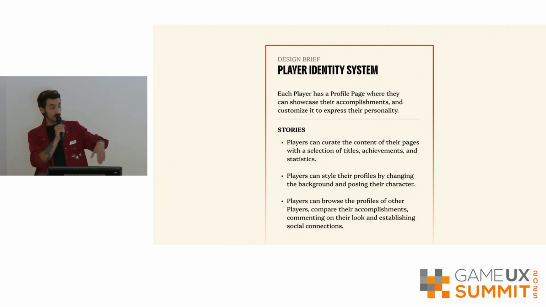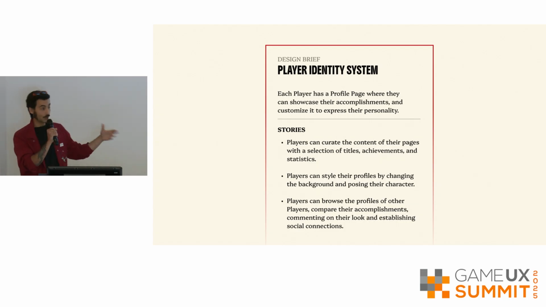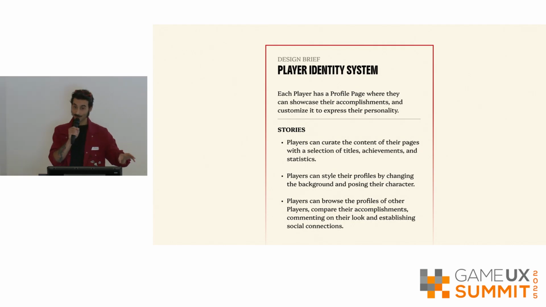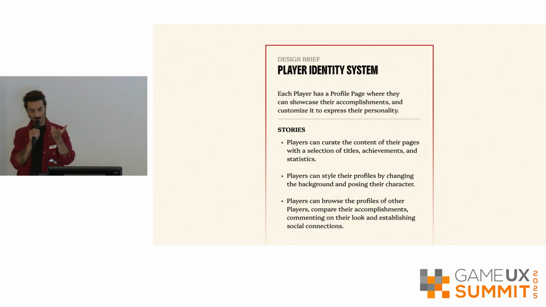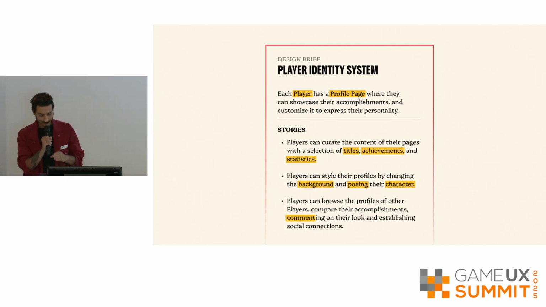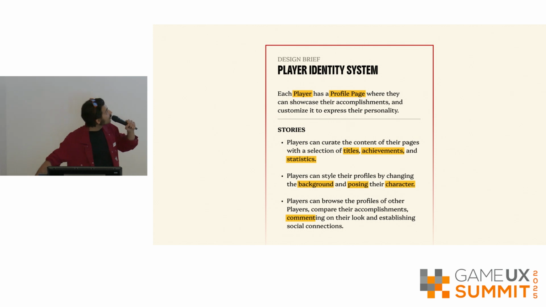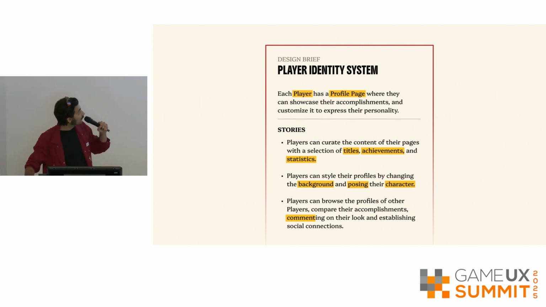This is where you take a yellow marker, if you like working in the analog world, or take out the highlight tool in Figma or Miro or whatever you work in, and you start highlighting nouns that you think can be the building blocks of your system. So let's do that, very quick, right? It's going to take you a little bit longer, but power of technology here. Now, you see that I've highlighted player, profile page, titles, achievements, and statistics, background, posing, even though posing is a verb, character, and then commenting, but I've only focused on comment.